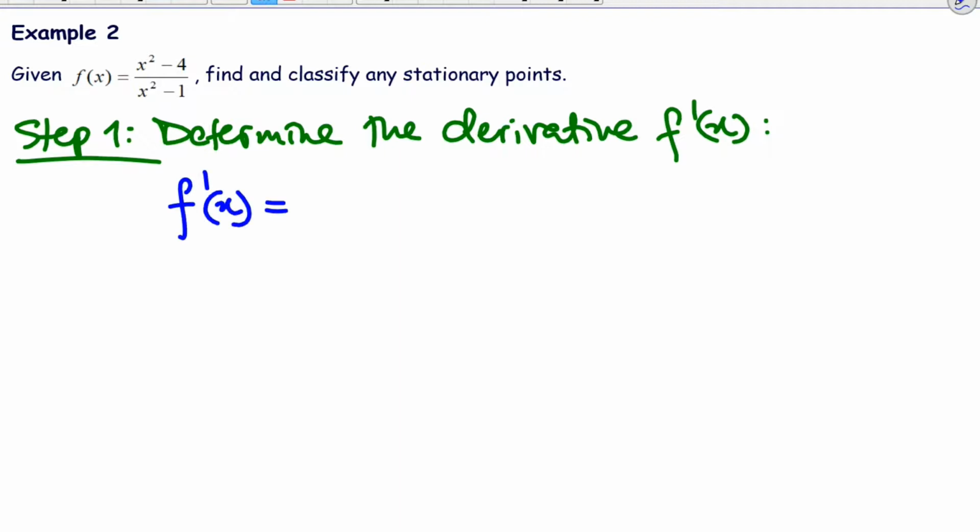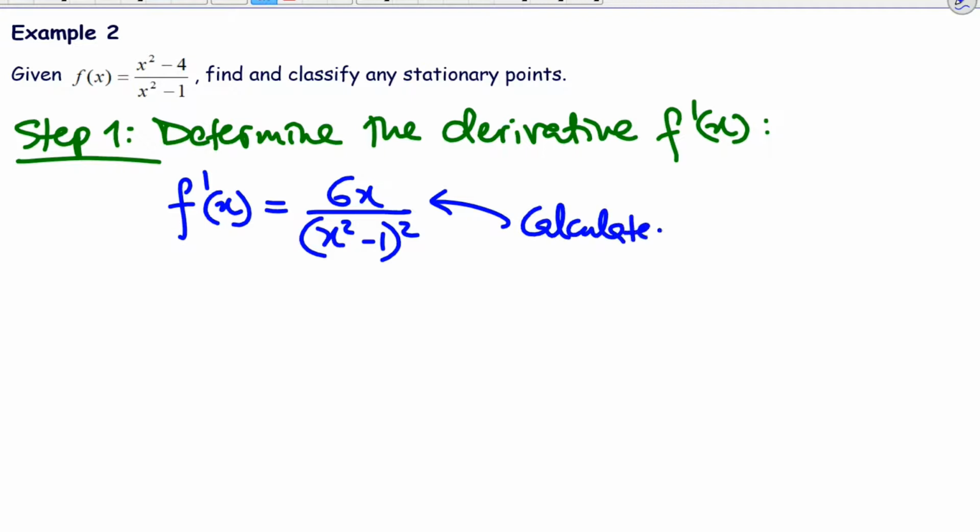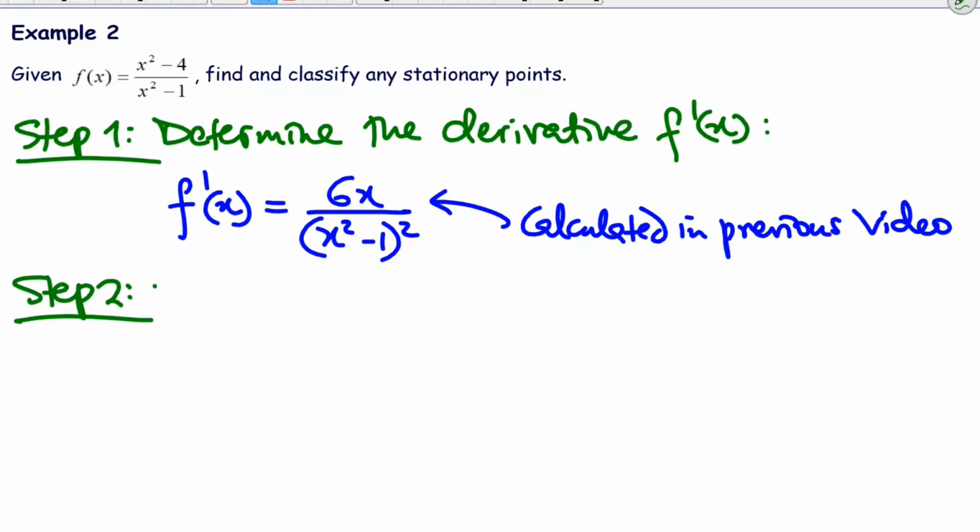The first derivative is 6x over (x squared minus 1) squared, and this was calculated in the previous video. Okay, step 2, we need to find the critical points. So step 2, find the critical points.